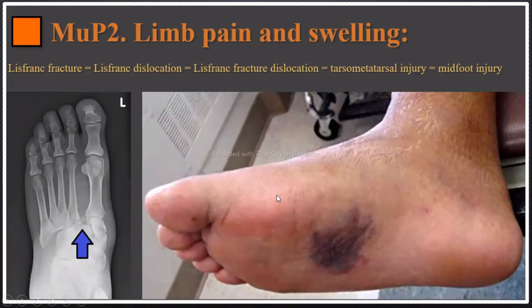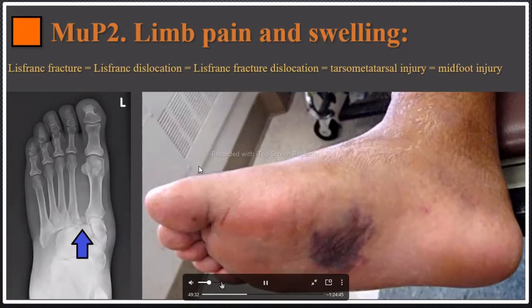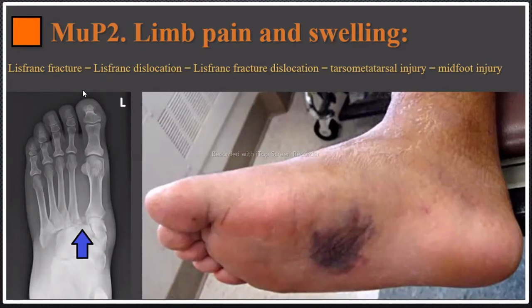What is the diagnosis? Lisfranc injury, fracture. Yes, you have different names. If you find this image or this X-ray, fracture or dislocation, they can ask you what is the most likely diagnosis. If you find Lisfranc fracture, choose. If you find Lisfranc dislocation, choose. If you find Lisfranc fracture dislocation, choose. If you find tarsometatarsal injury, choose. If you find the midfoot injury, choose. So always be familiar with different names. Maybe you understand it's Lisfranc fracture. If you find the midfoot, you will not choose.